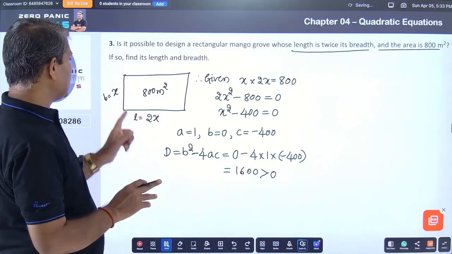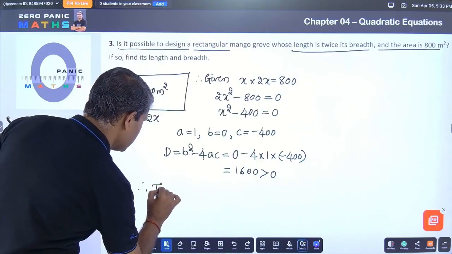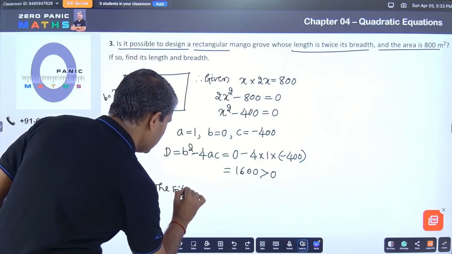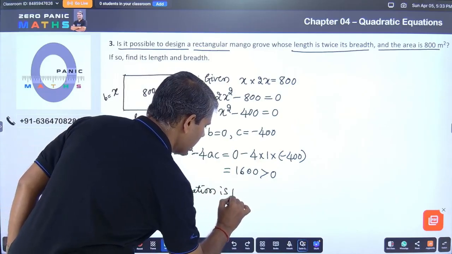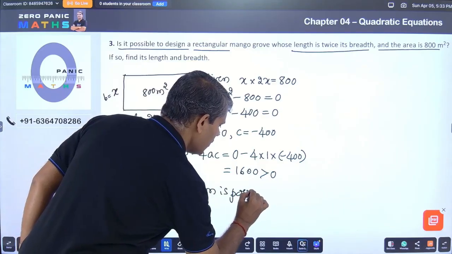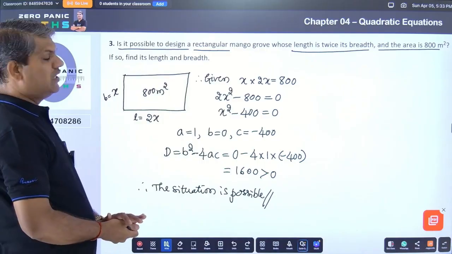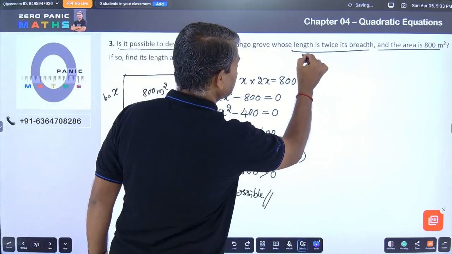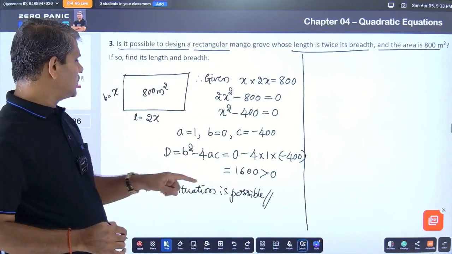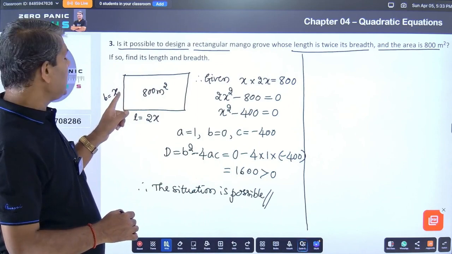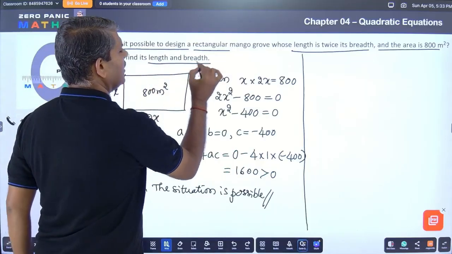So it means that this situation is possible. Therefore the situation is possible. You can write that as the first part of this problem, and as a second part of this problem, we have to find out the exact roots. We have to find out the value of x and 2x as breadth and length. That is the second part, right?